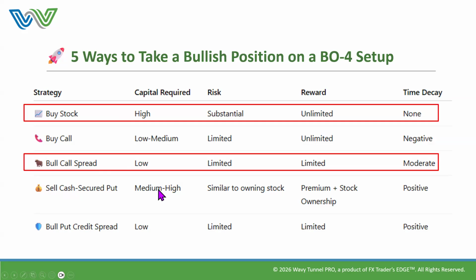So far the trades that I've taken are, I actually did a cash secured put as well, so I need to show that. So I bought the stock, bull call spread, sell cash secured put. And then the other thing that you can do is if you buy the stock, you can sell a call against it. You can sell calls against it. So there are many ways that you can exercise a bullish position on a breakout 4 setup.